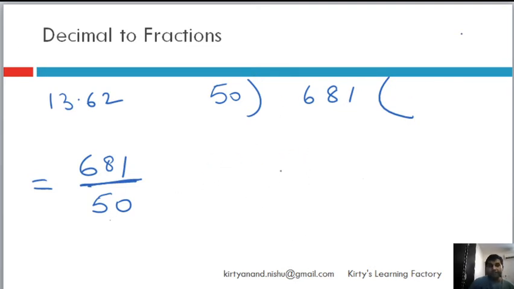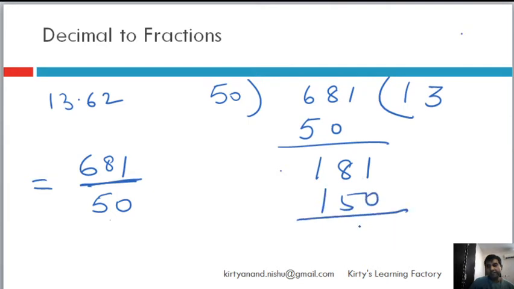So guys, 50 ones are 50, as simple as they get. 18, then you bring in the next digit, it becomes 181. 5 threes are 150, and as you can see, the remainder is now 31. Now if we did not learn the concept of decimals, that's where we would have stopped, but not any longer. We will put a decimal here, and then we can bring in a 0.